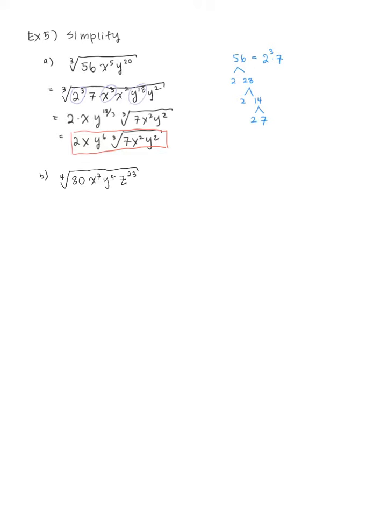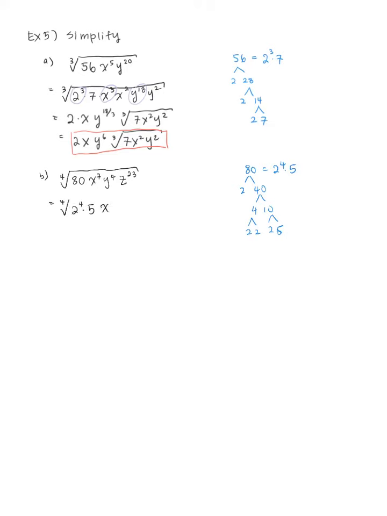Okay, so first I'm going to break down 80. 2 times 40. 4 times 10, 2, 2, and 2, 5. So 80 looks like 2 to the 4th times 5. Okay, so this looks great because we're looking for perfect 4th, and then we got 2 to the 4th going on. All right, now let's break it down. So we got 4th root of 2 to the 4th times 5.